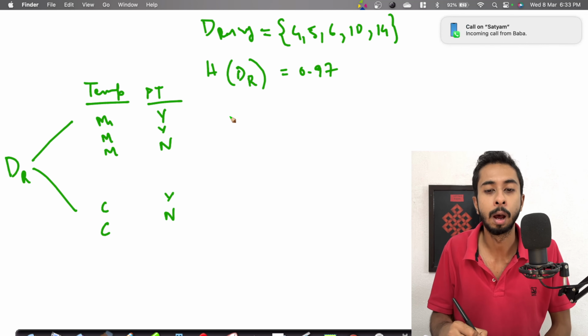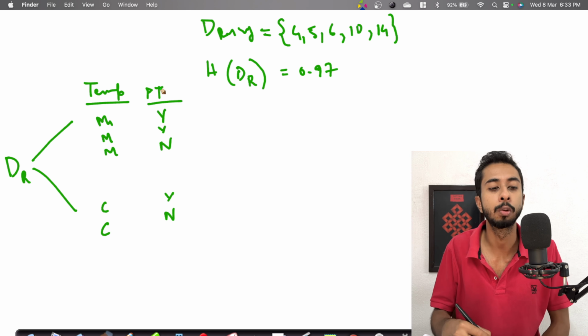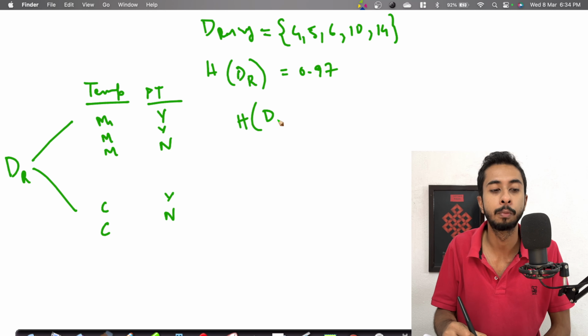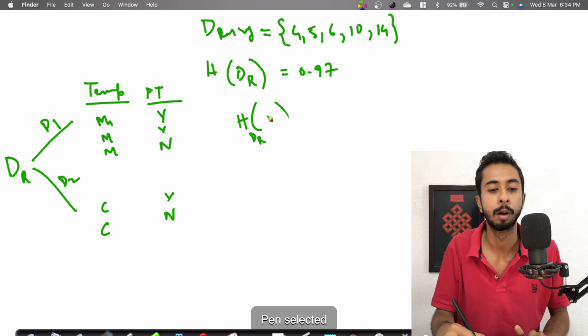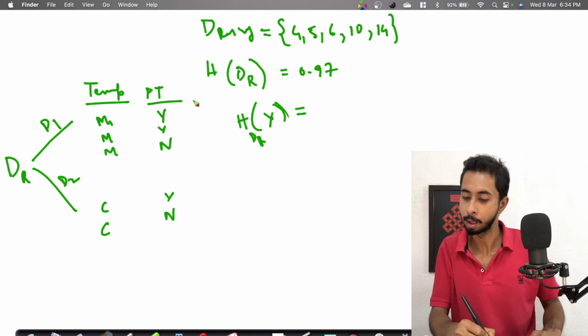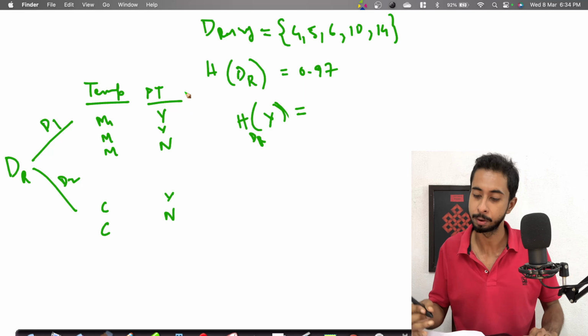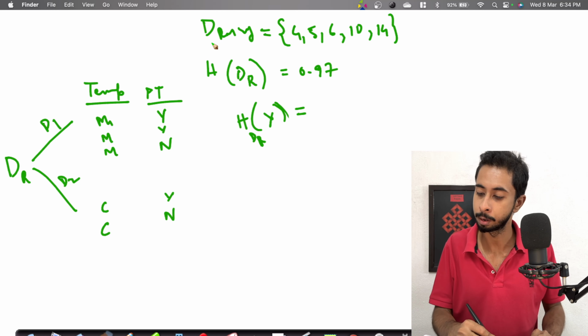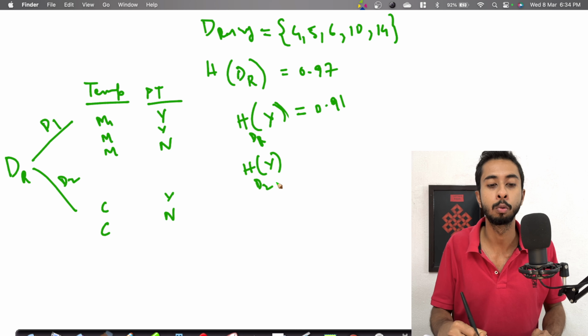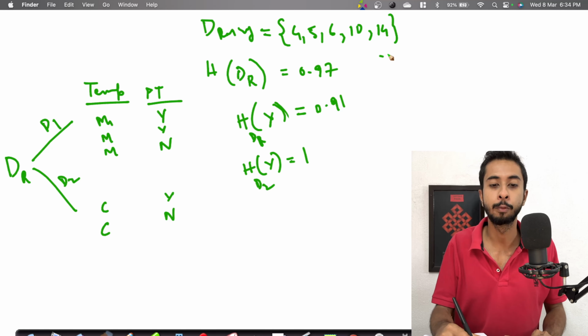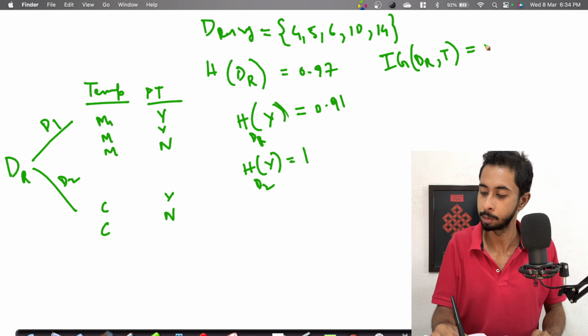Fine. So what we'll be doing here is we'll simply find out the entropy for HD1. Let's say this is dataset 1 and this is dataset 2 on D rainy. So this is basically H of Y on D1, which will be 0.91, and H of Y on D2 will be 1. And the information gain of D rainy on temperature will be 0.03.